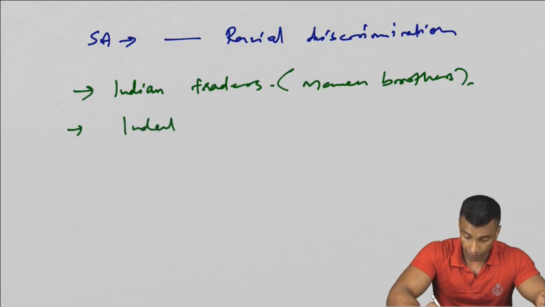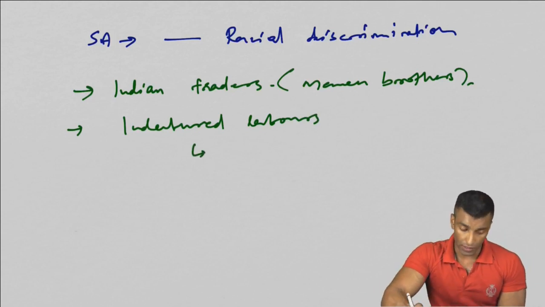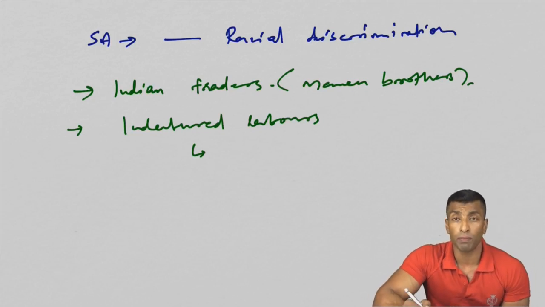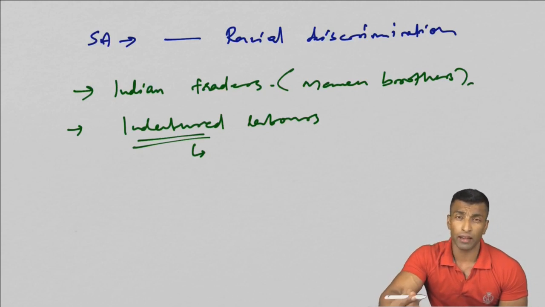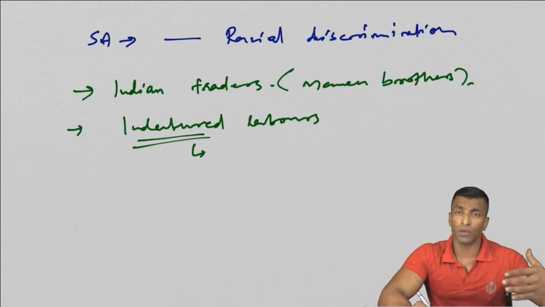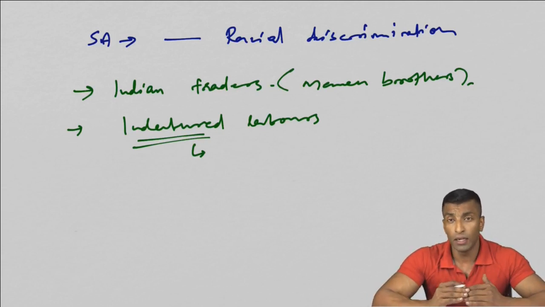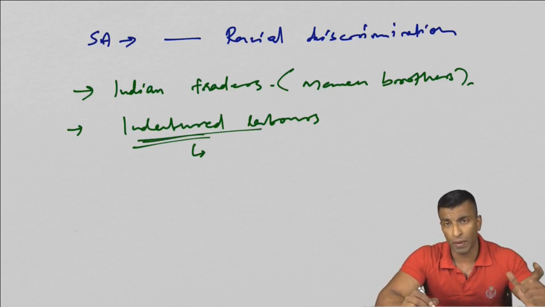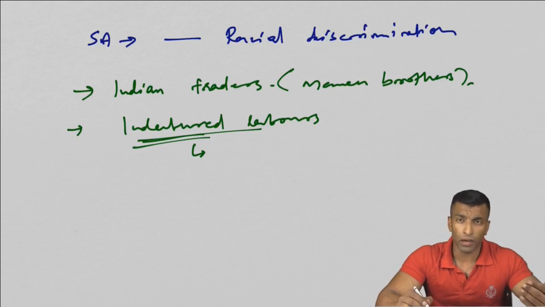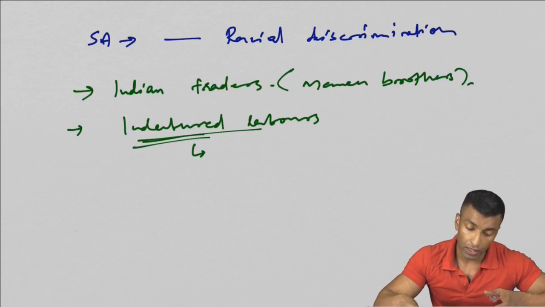Then we have indentured laborers. Now, what do you mean by indentured laborers? This was actually last year's prelims question. These are the people who worked in plantations and in mining. They came to South Africa on a contract, let's say 10 years, 20 years, etc. So these are the people who are called indentured laborers, who came to work in plantations and mines on a particular contract basis, for some number of years.